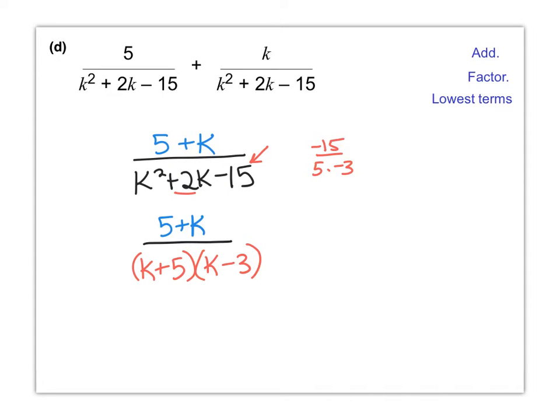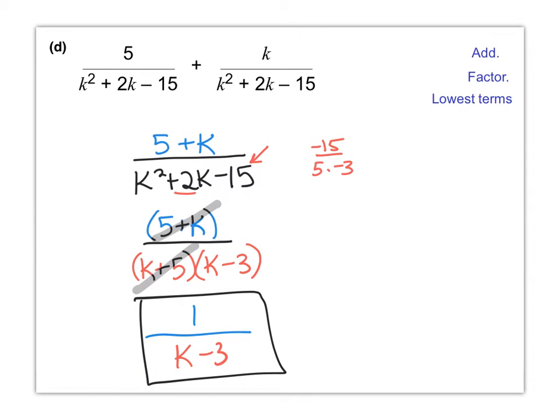Now notice this numerator is 5 plus k, and the denominator has k plus 5. These are like factors. They have common factors, so that can be simplified by dividing those common factors. Our result is the fraction, with the numerator being divided out, simplified, we must put a numerator of 1, and the denominator is that k minus 3 factor. So our final answer can be written as this simplified rational expression.